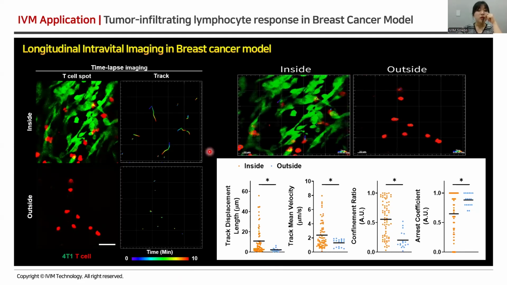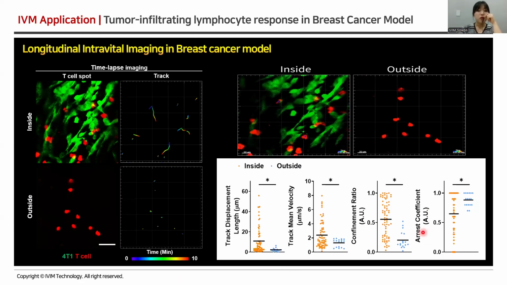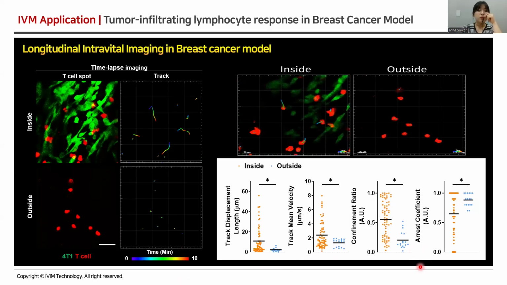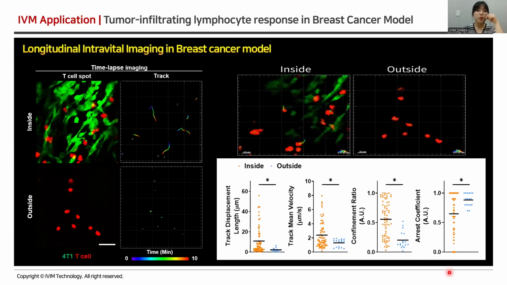In contrast, T cells at the tumor periphery showed more restricted motility. On the right side, the graphs present quantitative analysis, including track displacement length, mean velocity, with significant differences. Taken together, these results clearly demonstrate that T cells in the tumor core are more active and exhibit more dynamic responses compared to those in the periphery.